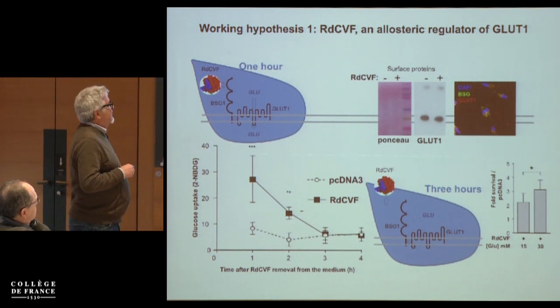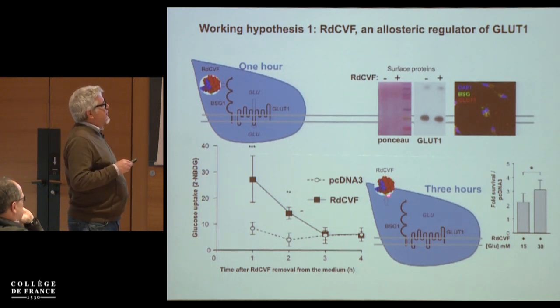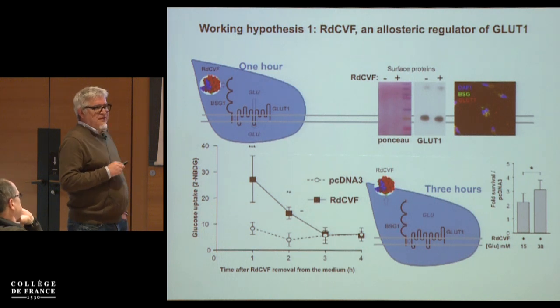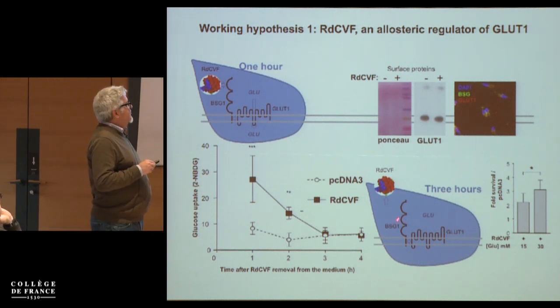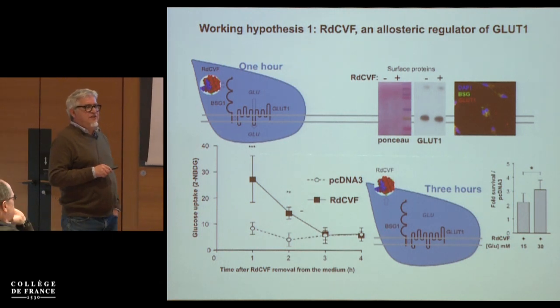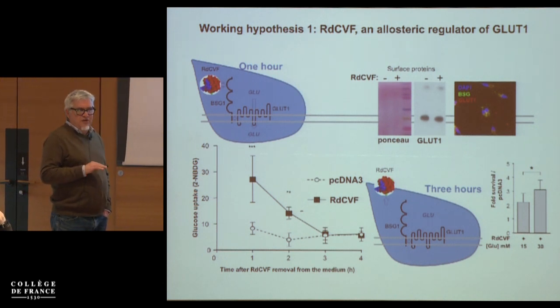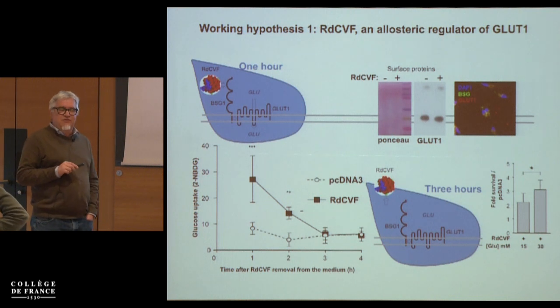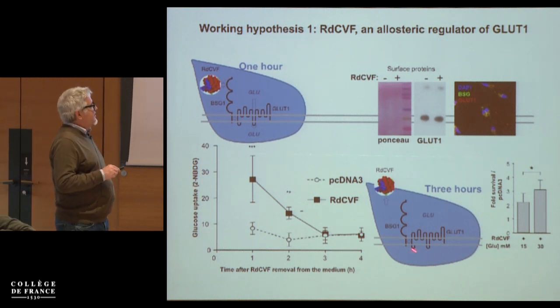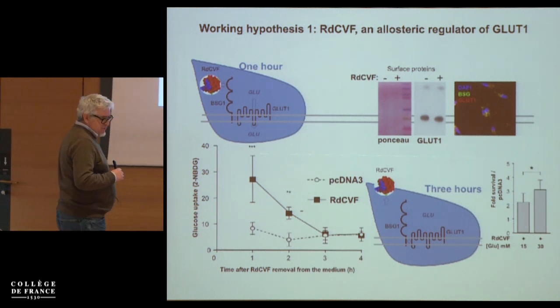Giving a thought on this, we believe that what happened is that when RDCVF is no longer in the media, it escapes the complex between BSG1 and GLUT1, which can be found in HEK293 cells which have no RDCVF. So the complex doesn't need RDCVF to be made. And probably something happened, a structural change happened here to increase the uptake of glucose.